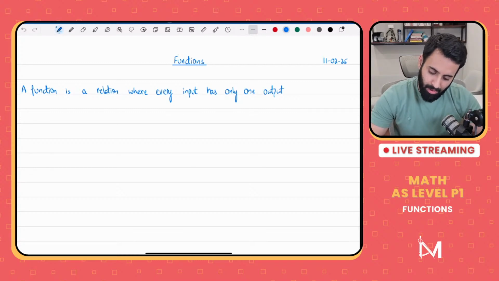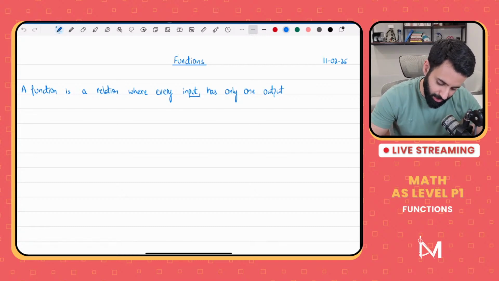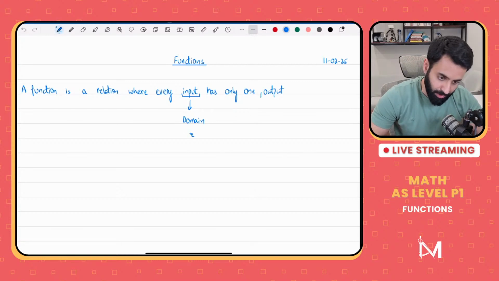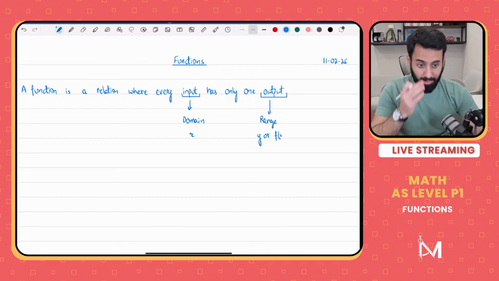So a function is a relation where every input has only one output. Now, input has a specific name. We call the input the domain. That's what we like to call it in functions. These are basically your x values. And then as far as output is concerned, output is basically the range. These are your y values, or because we're talking about functions, we don't write y as y. We write it as f of x.